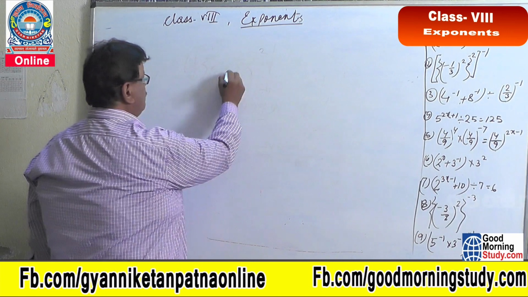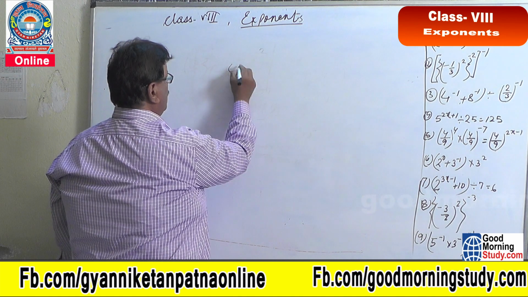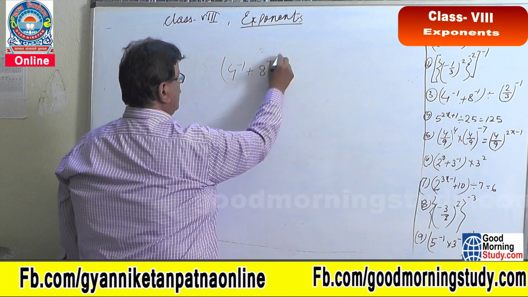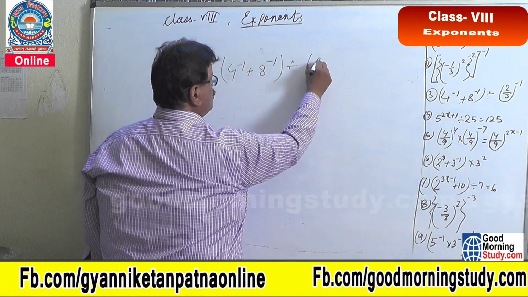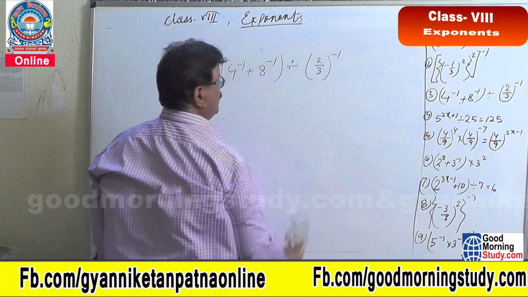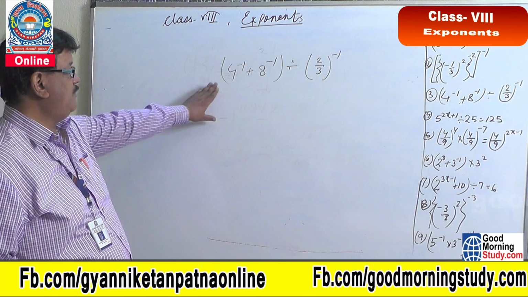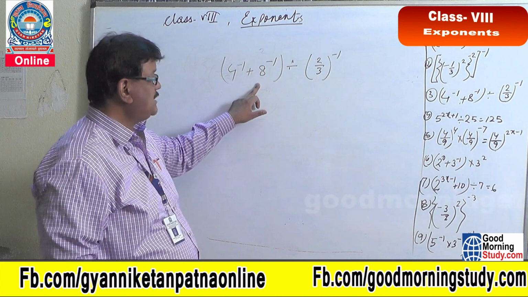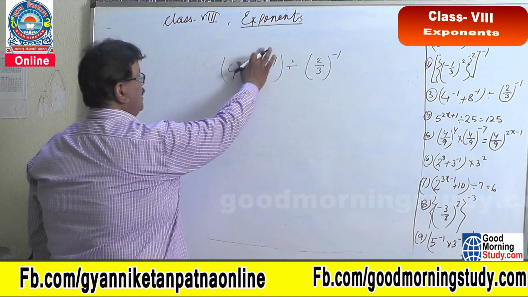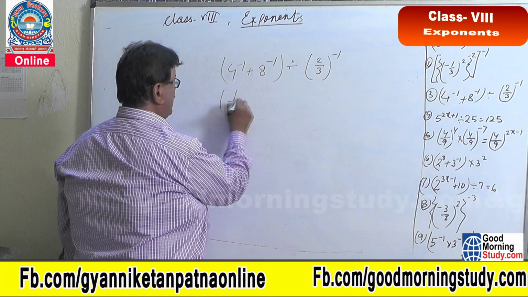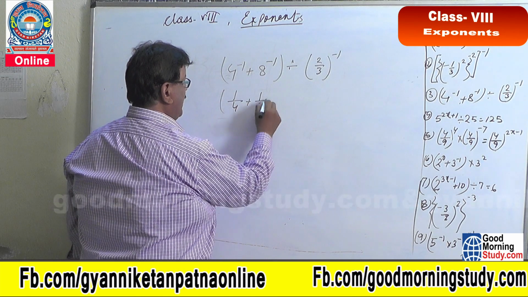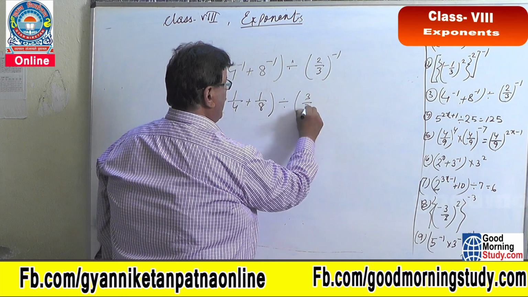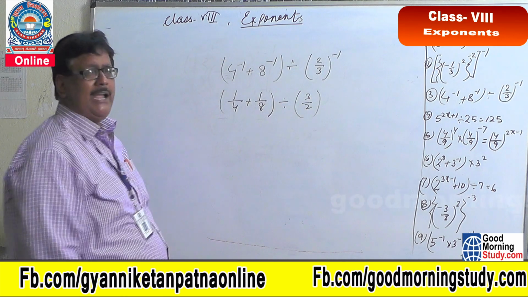Suppose we have the expression 4 raised to the power minus 1 plus 8 raised to the power minus 1, divided by 2 by 3 raised to the power minus 1. What we will change it to is 1 by 4 plus 1 by 8 divided by the reciprocal, which will be 3 by 2.